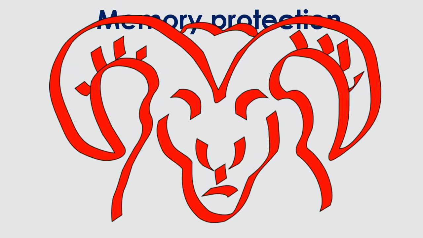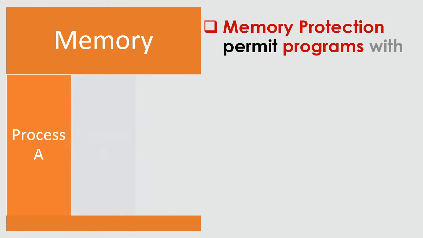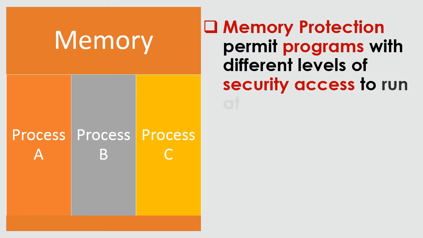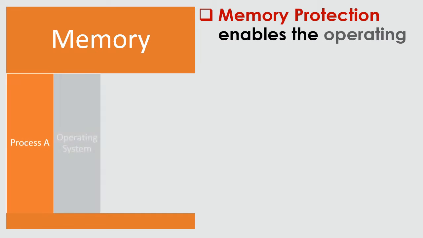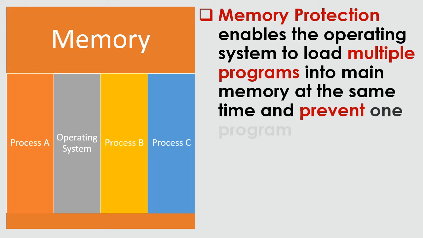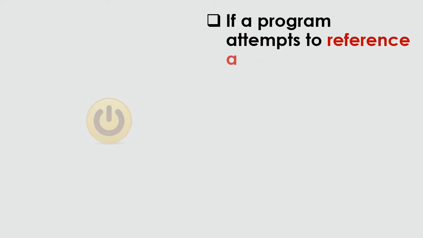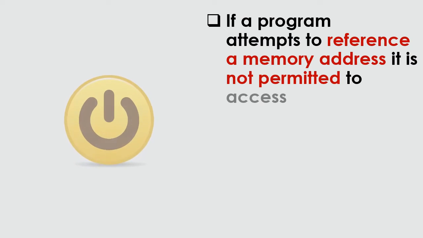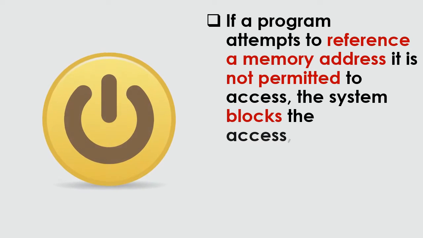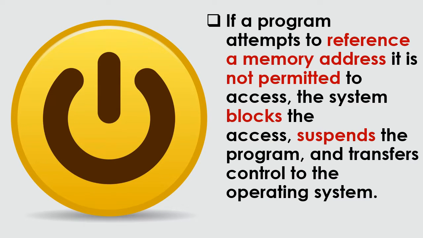Memory protection. Memory protection permits programs with different levels of security access to run at the same time. Memory protection enables the operating system to load multiple programs into main memory at the same time and prevent one program from referencing memory not specifically assigned to it. If a program attempts to reference a memory address it is not permitted to access, the system blocks the access, suspends the program, and transfers control to the operating system.